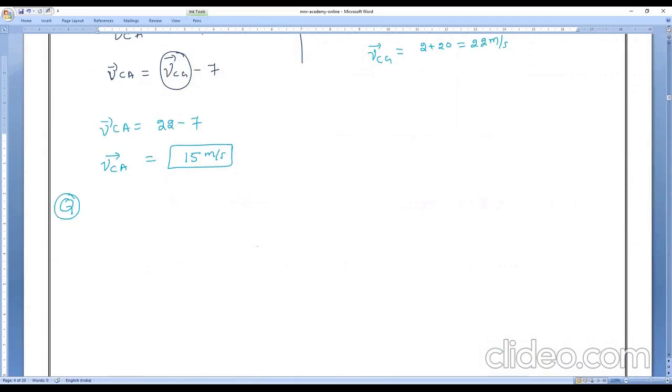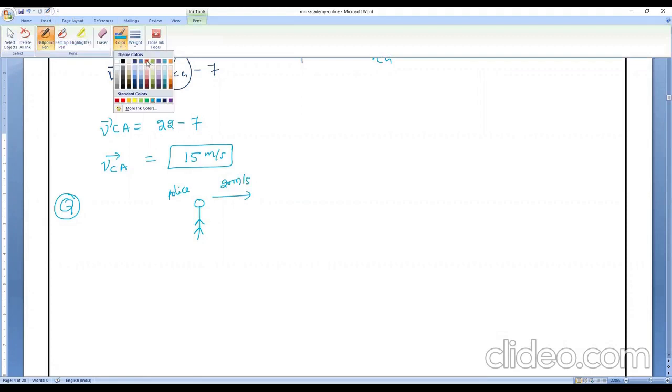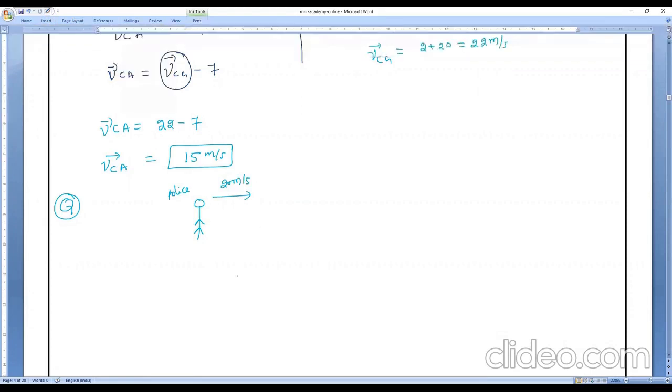So solve very carefully. Let me take, for example, a police and thief case. This is the police, running with 20 meter per second. With respect to whom? That is very important. With respect to the ground. So the velocity of the police with respect to the ground is 20 meter per second.